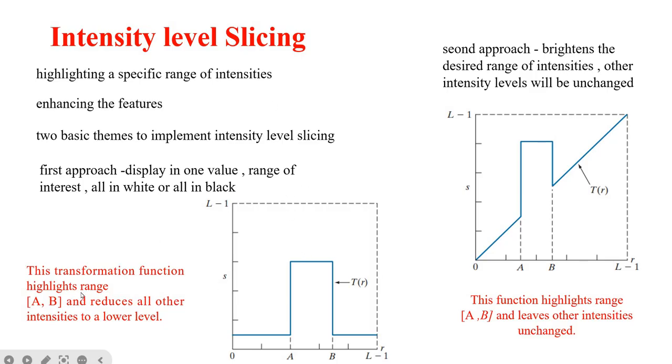this transformation will highlight this range and it will reduce all other intensities to a lower level. But here it will highlight this range, and it will leave this range unchanged. That is, the intensities which are in this range from A to B will be highlighted, whereas the other intensities other than this will be unchanged. But in the first, the other intensities are reduced to a lower level. That is the main difference.